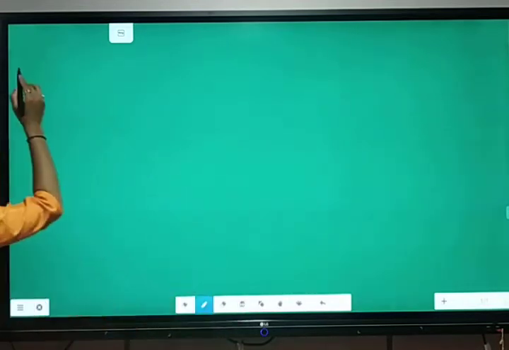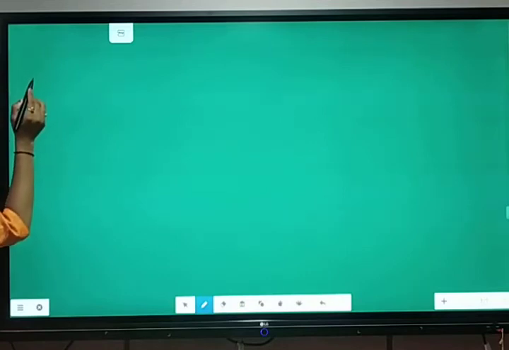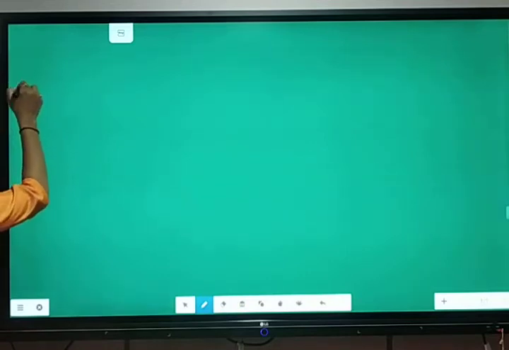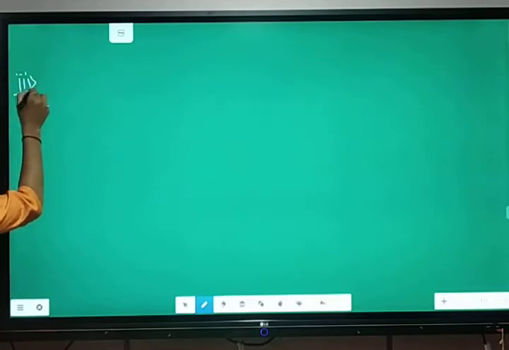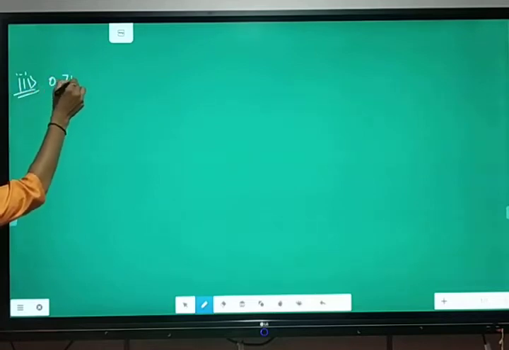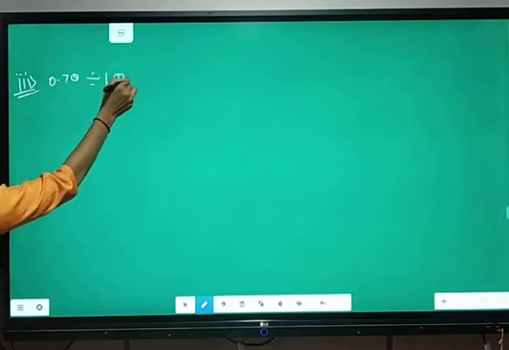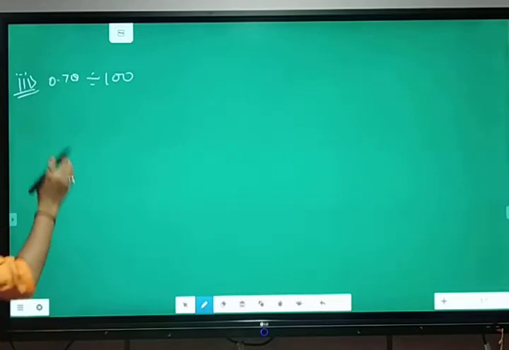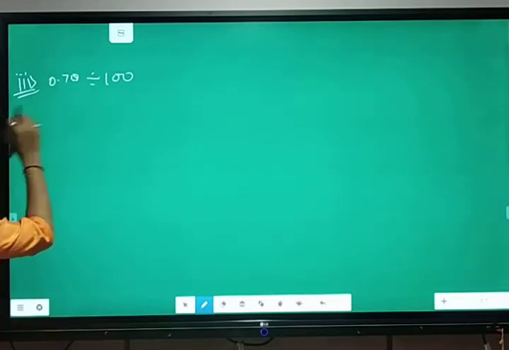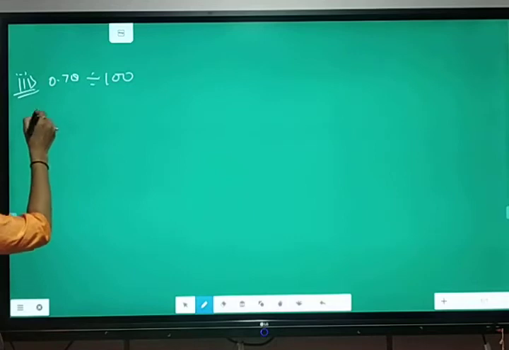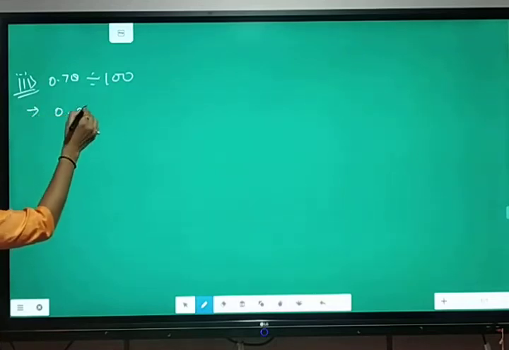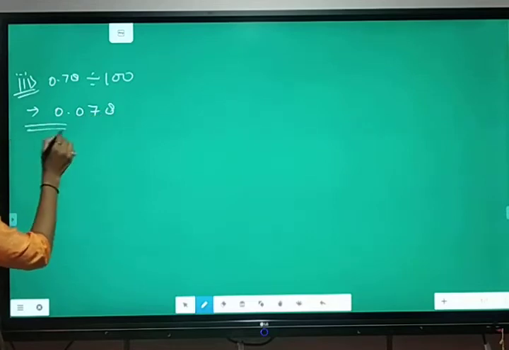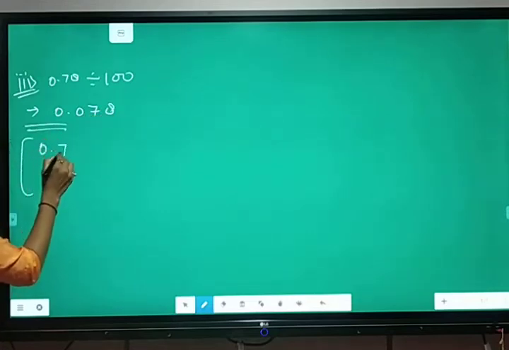Next question is 0.78 divided by 100. Shifting the decimal point to the left 2 places. So answer is 0.078.